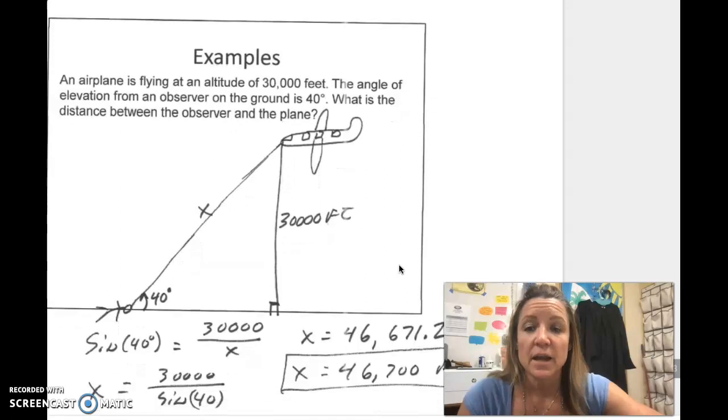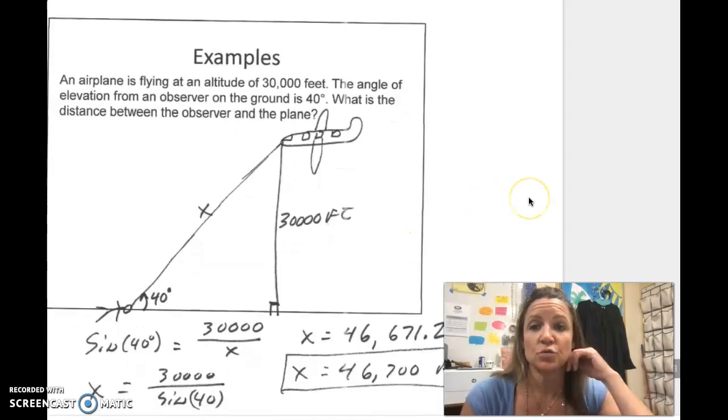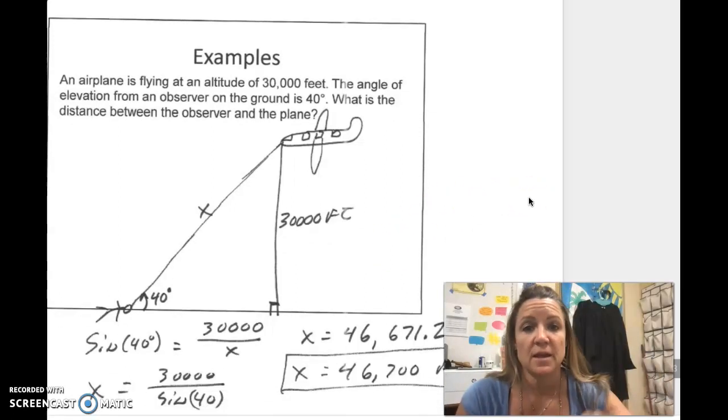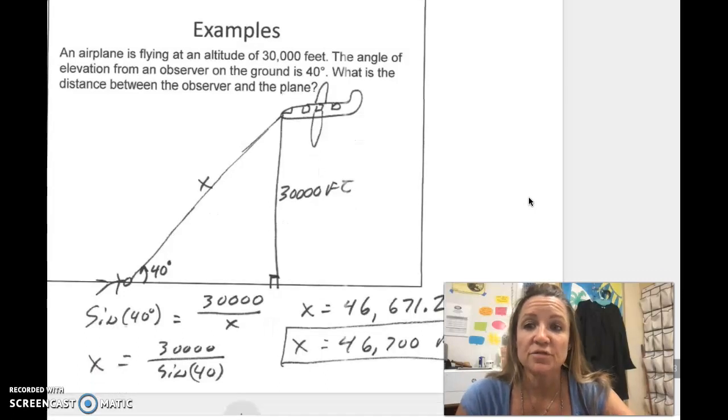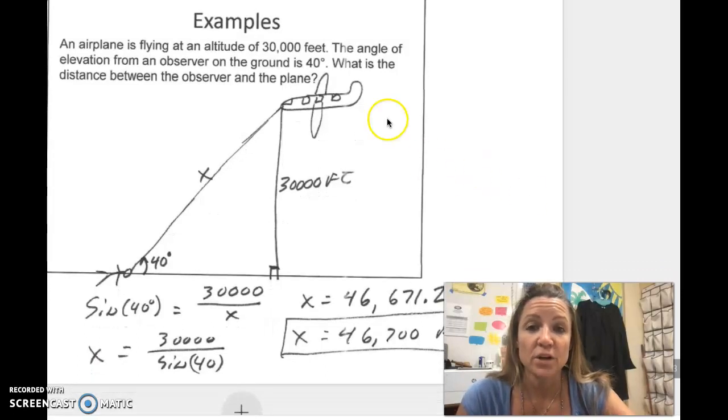All right, an airplane is flying at an altitude of 30,000 feet. The angle of elevation from an observer on the ground is 40 degrees. What is the distance between the observer and the plane? So that's going to be the hypotenuse, right? So we're going to label that hypotenuse x, and we know from the ground that the airplane is at 30,000 feet.